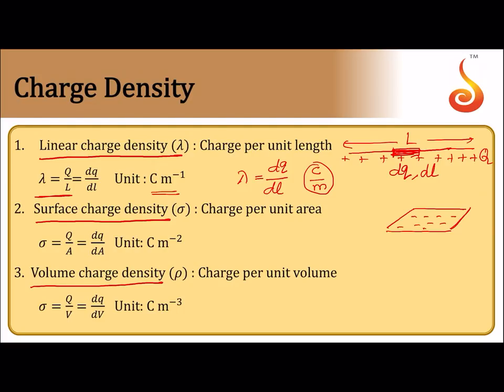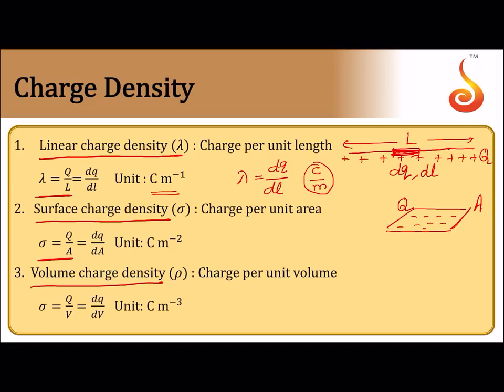Now assume that the total area of this plate is A and the total charge on this plate is Q. Then the charge present on this plate divided by its area gives us surface charge density. Sigma is equal to Q divided by A.